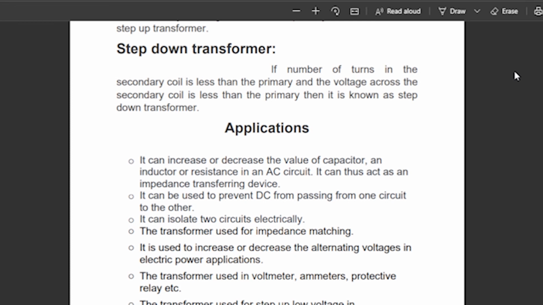Step-down transformer. If the number of turns in the secondary coil is less than the primary and the voltage across the secondary coil is less than the primary, then it is known as a step-down transformer.